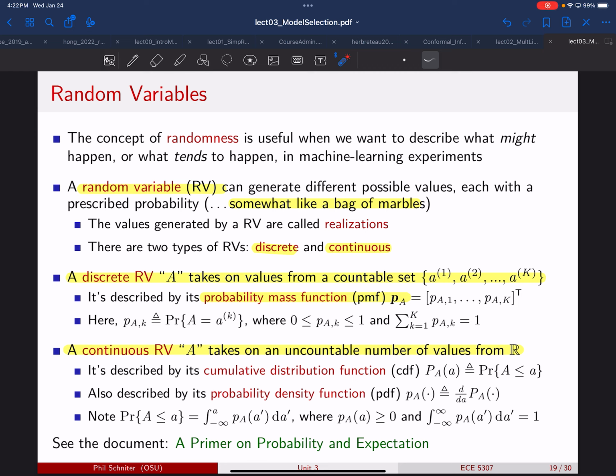Okay, so here when we say what is the CDF of the random variable A evaluated at the fixed value little a, this is just the probability that that random variable is less than or equal to that value little a. So that's how the CDF is defined.